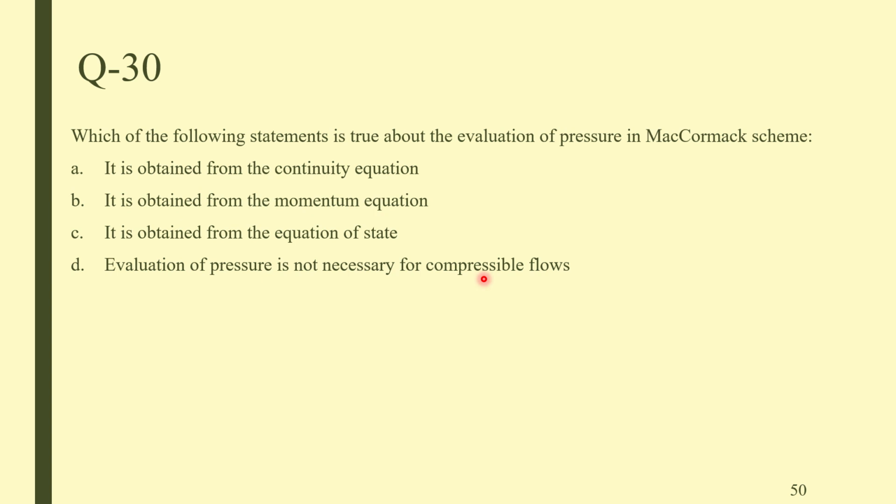The first one: are we getting it from the continuity equation? No, we are not. Are we getting it from the momentum equation? Again, this is false. Are we getting it from the equation of state? Yes, we are getting it from the equation of state. The last one, evaluation of pressure is not necessary for compressible flows, is wrong because we are evaluating the pressure term as well.